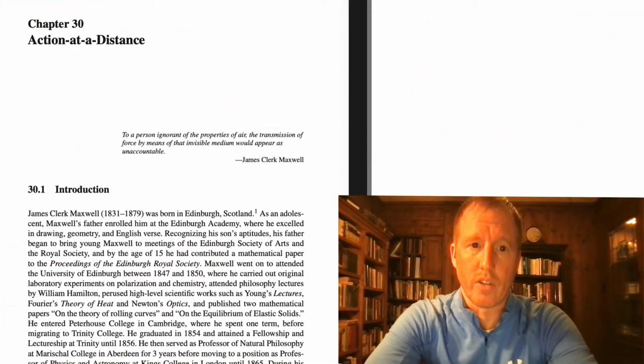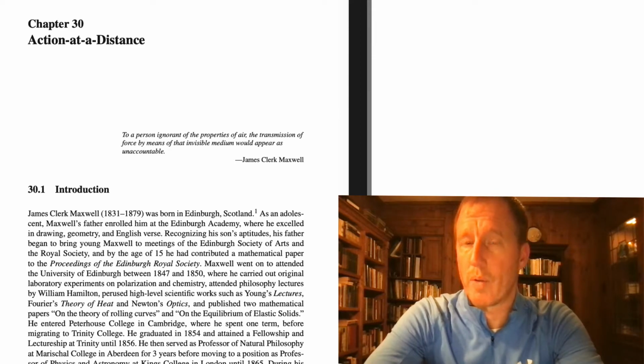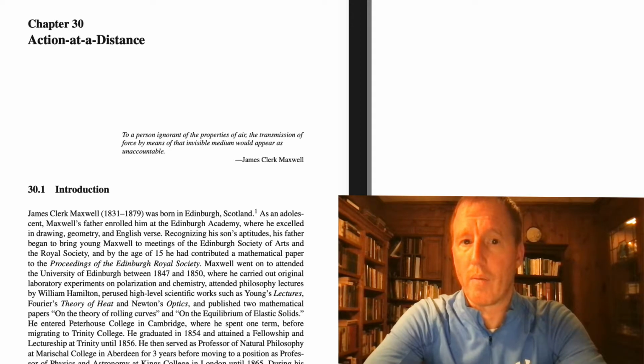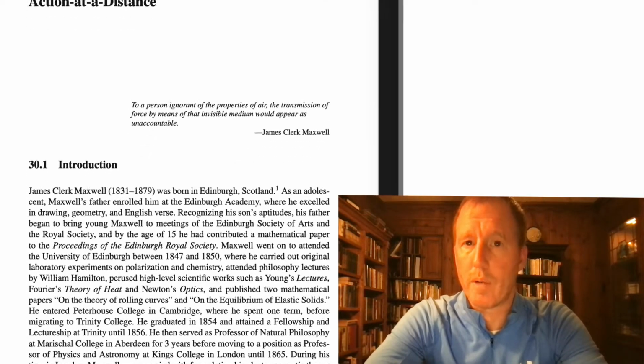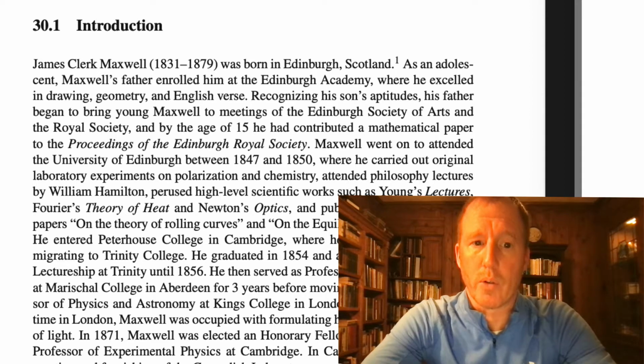We're on Chapter 30, Action at a Distance, in A Student's Guide Through the Great Physics Texts, Volume 3. So bear with me. What I plan to do is read through this and make comments as I go. So we're on page 379. James Clerk Maxwell was born in 1831 in Edinburgh, Scotland.